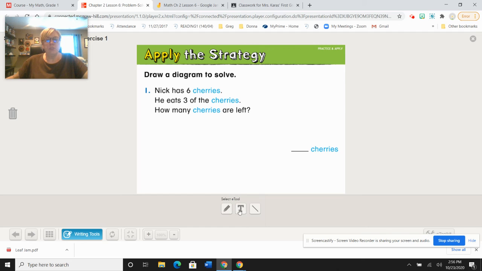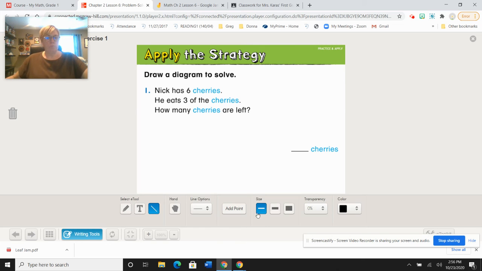So let's do that. I'll do the first one with you as I read. After I'm done reading it, pause it and solve it. Now, when you draw, you can draw little cherries if you want, or you just draw circles. But for each one of the next 6 little math stories, you need to draw some sort of a picture, and it can just be circles. It doesn't have to be anything else.